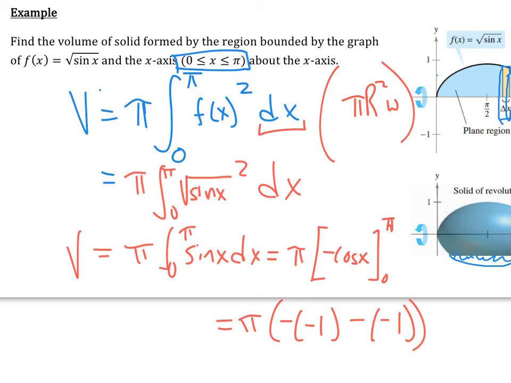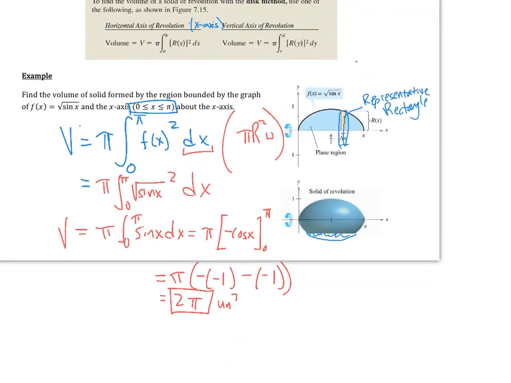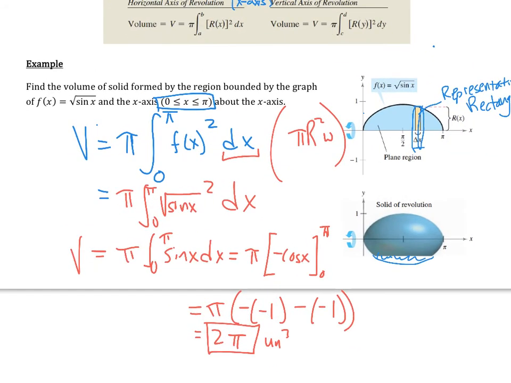All right, I think we got it there. So if we evaluate this, this is positive 1 plus 1, and so that is 2 pi. So the volume is 2 pi. And if we had units, it would be cubed here. So 2 pi cubic units. That's our volume of this funny looking football or pill shape. So that's revolving around the x-axis.